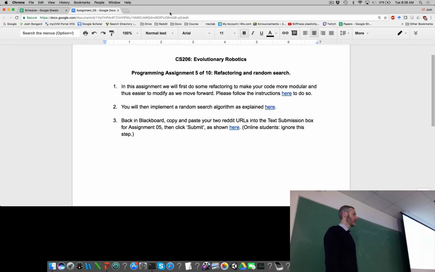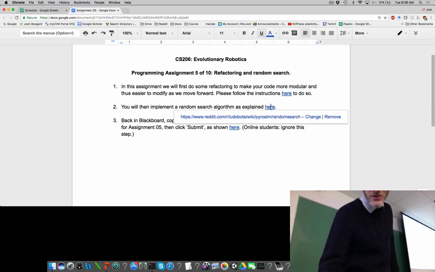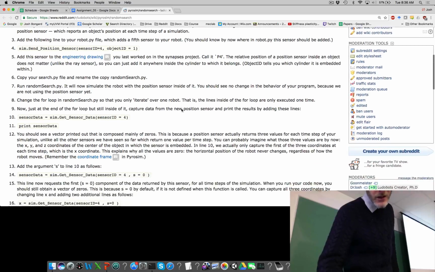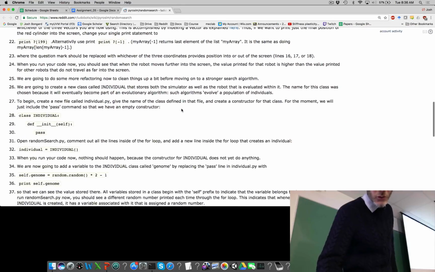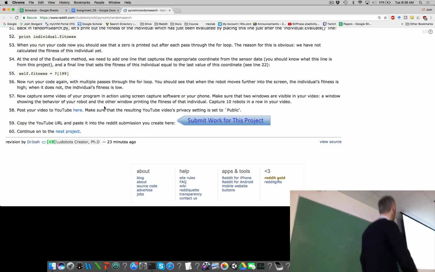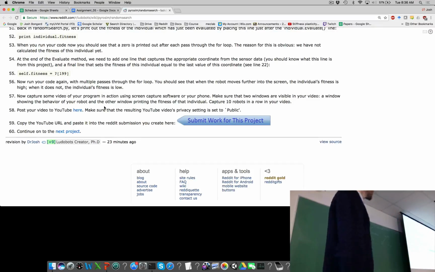Any questions about that? Okay, let's have a very quick look at the random search algorithms. So assignment 5B here. Not that different from what you've been doing so far. The main difference in 5B is at the end here, instead of creating a screenshot, you're going to be creating a video of your robot jumping around.